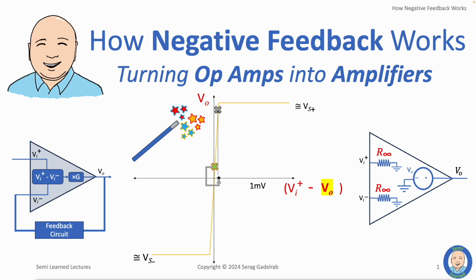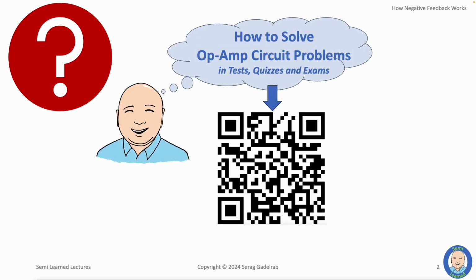Welcome to the Semi-Learned lecture on how negative feedback works and how it turns the unassuming op-amps into useful amplifiers. At the outset, let's confirm why we are here. We may have just finished watching our previous video on how to solve op-amp exam problems and are now motivated to understand how negative feedback creates working amplifiers.